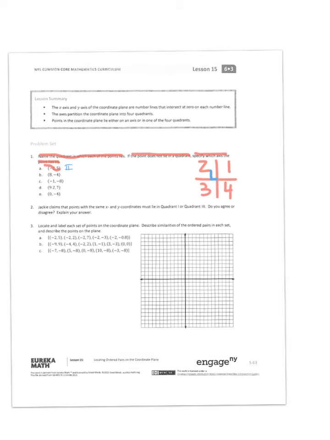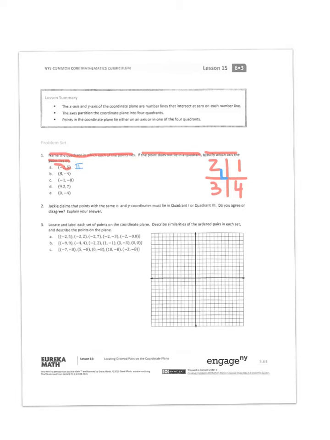Now in number 2, it says Jackie claims that points with the same x and y coordinates must lie in quadrant 1 or quadrant 3. Do you agree or disagree? What that means is that if you pick the same x and y coordinates, they must lie in quadrant 1. So if you just pick a number, 2 and 2, is that going to lie in quadrant 1? Or if you pick -3, -3, is that going to land in quadrant 3? If so, just tell me if it's true or not.